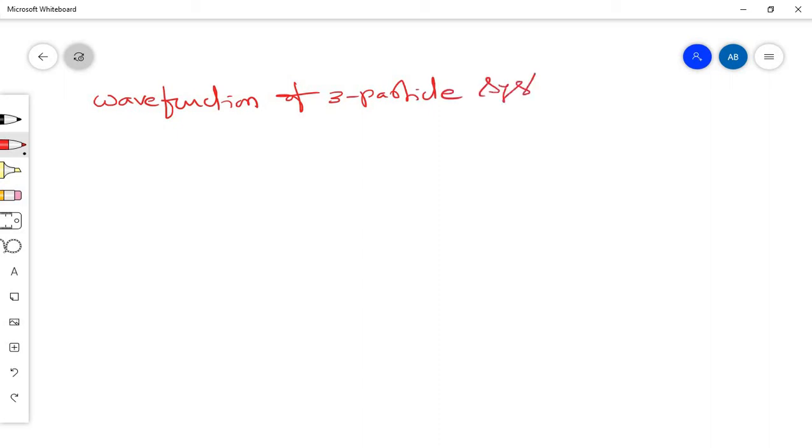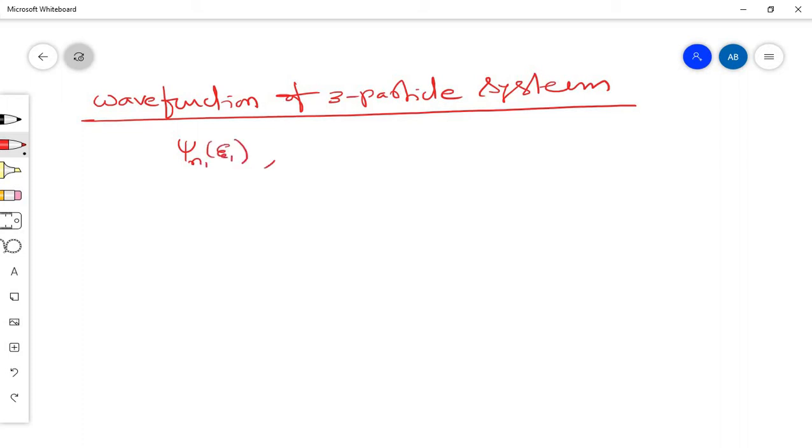Three particle system. Remember, quantum particles are identical, indistinguishable particle systems. Okay, fine. So we have the three individual state functions. This is one. This is the other one. And this is the other one. These are the individual wave functions.